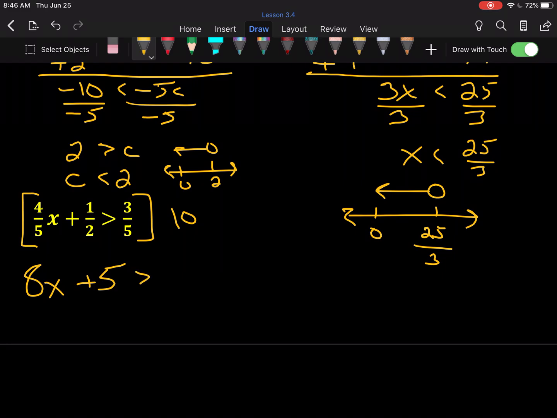10 divided by 5 is 2. 2 times 3 is 6. This is the same expression, just much, much nicer to work with.